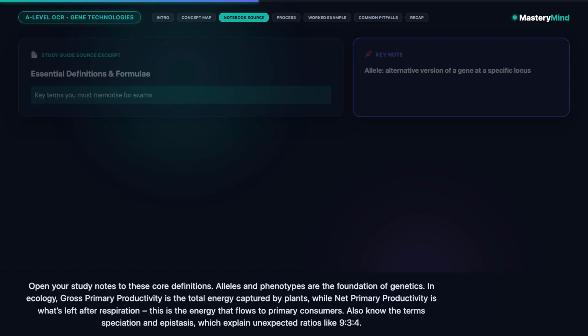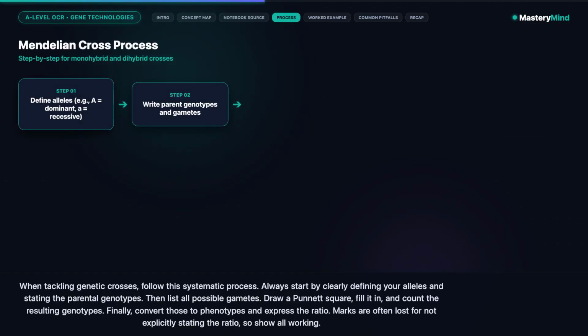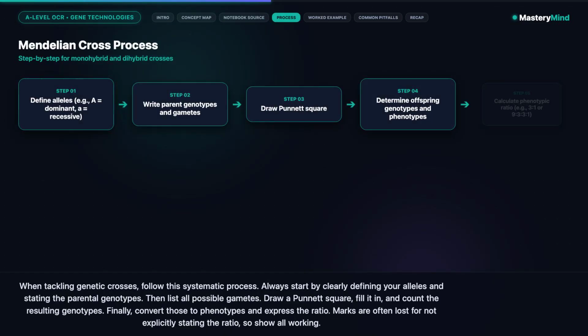When tackling genetic crosses, follow this systematic process. Always start by clearly defining your alleles and stating the parental genotypes. Then list all possible gametes. Draw a Punnett square, fill it in, and count the resulting genotypes. Finally, convert those to phenotypes and express the ratio. Marks are often lost for not explicitly stating the ratio, so show all working. Let's work through a typical 6-mark question.